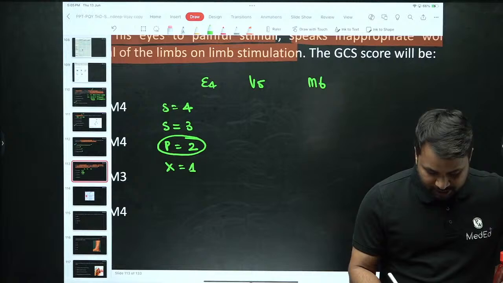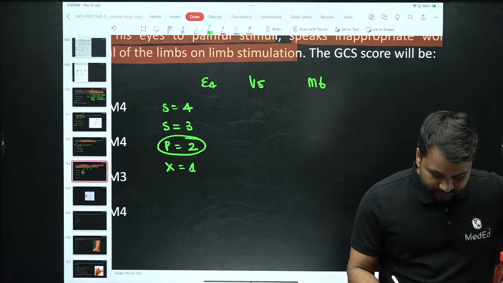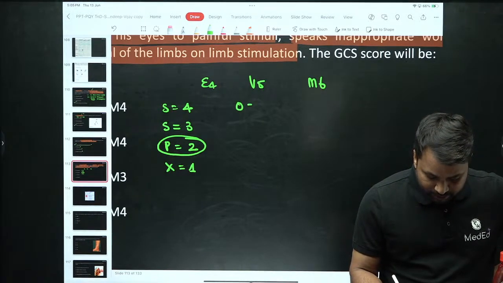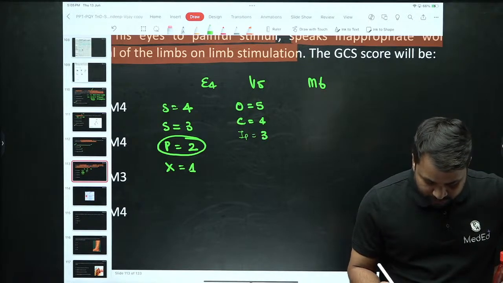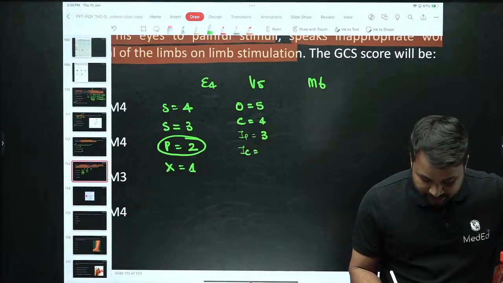Verbal response, if it is oriented to time, place, and person, score of 5. If the patient is confused, score of 4. If he is using inappropriate words, a score of 3. If he is using incomprehensible words, a score of 2. If there is no response, score of 1.